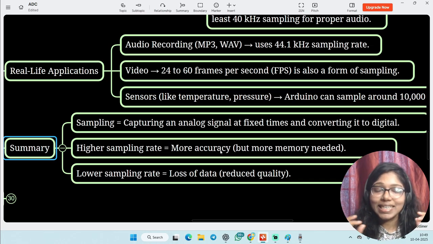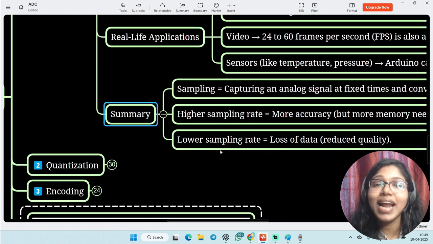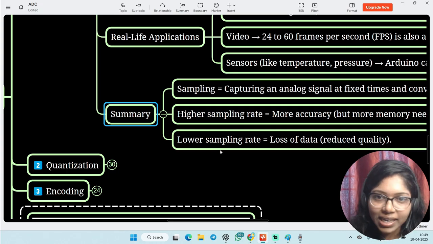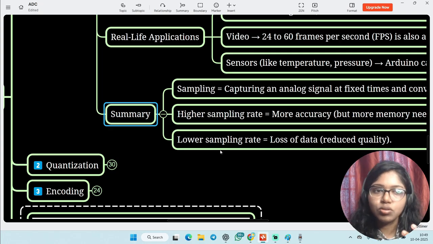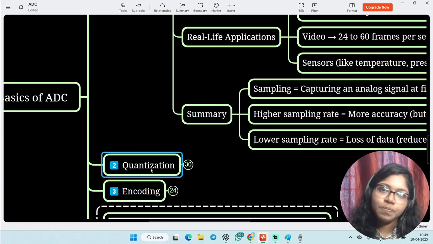The second important thing is you should have a higher sampling rate. Then only can you acquire more accurate data. If you have a lower sampling rate, you might feel some loss of data. You will lose so much data. Okay, and the second thing is quantization.